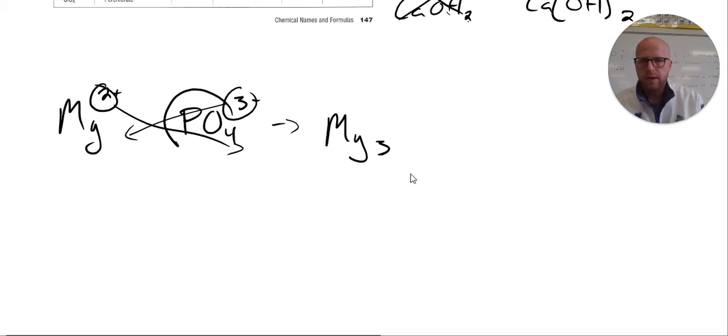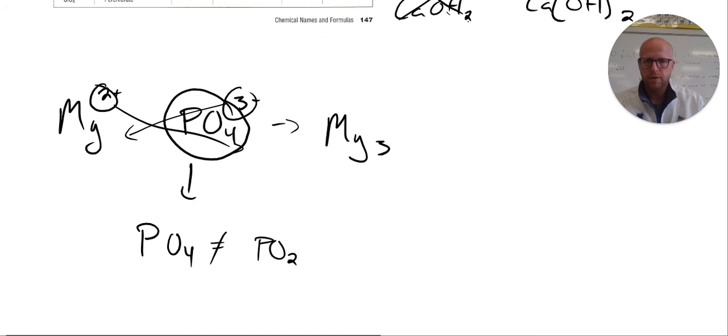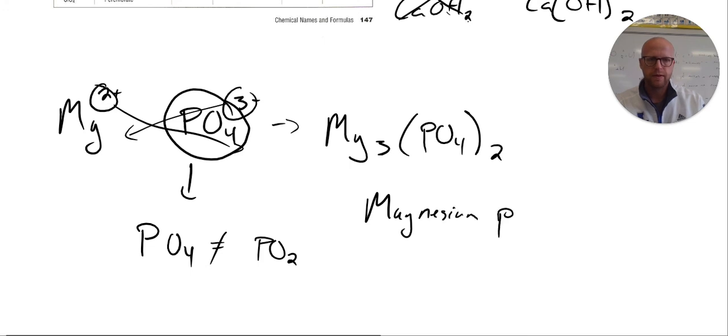Now, important thing with phosphate here, I cannot change phosphate from PO4. Phosphate is always PO4. So if I need 2 of them, this is not equal to PO2. That is not the same thing. Those polyatomic ions act as one group. So if I need 2 phosphates, I need 2 PO4s. So how I'd write that is I'd put it in parentheses, I'd say PO4, and I'd put a 2 outside of it. This is magnesium phosphate.